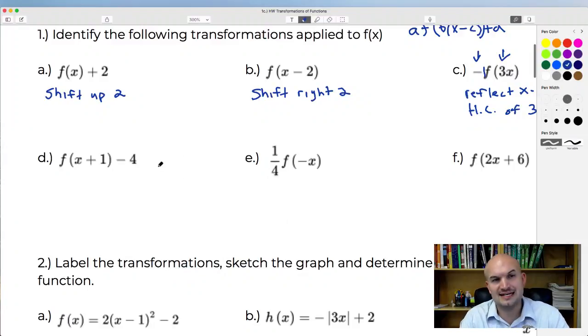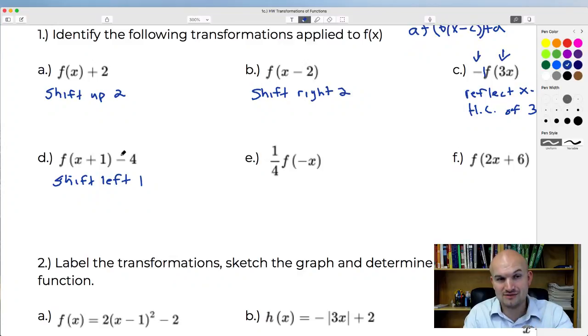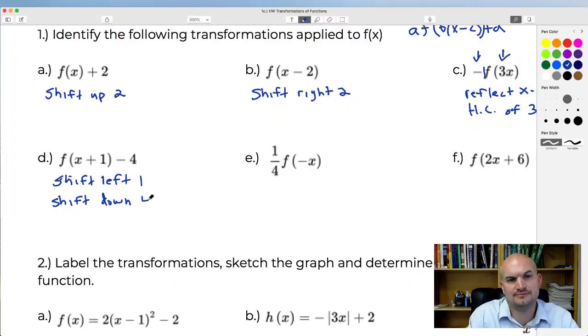Now let's go ahead and look at this next example. In this one, we are adding a 1. So you can see that is going to be a transformation inside the function, and then we're subtracting a 4 outside the function. Inside the function is horizontal, so that's going to be a horizontal shift. Remember, it's in the opposite direction, so that's going to be shift left 1. And then subtracting 4 on the outside is going to be a vertical shift, down 4 units. So we could say shift down 4.